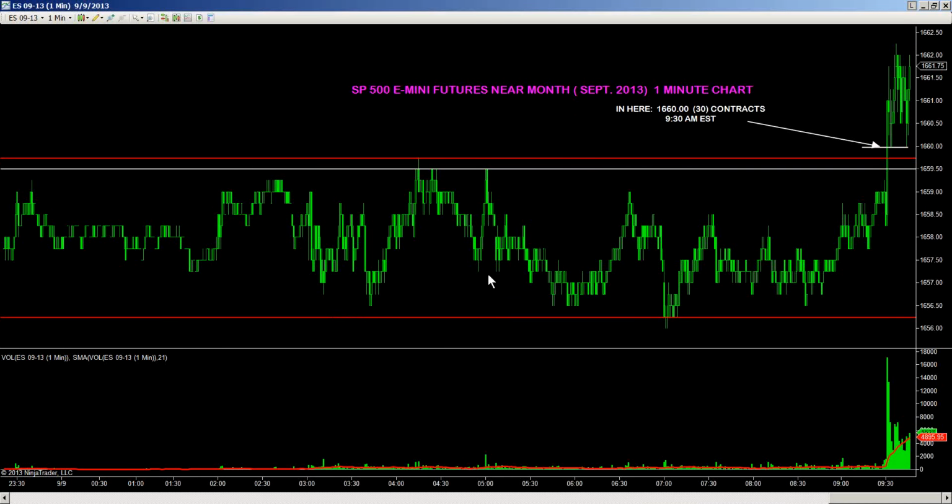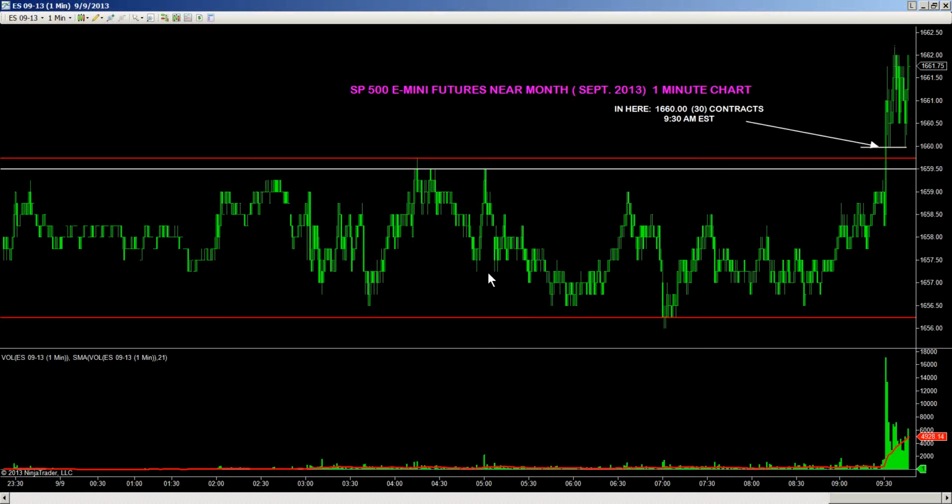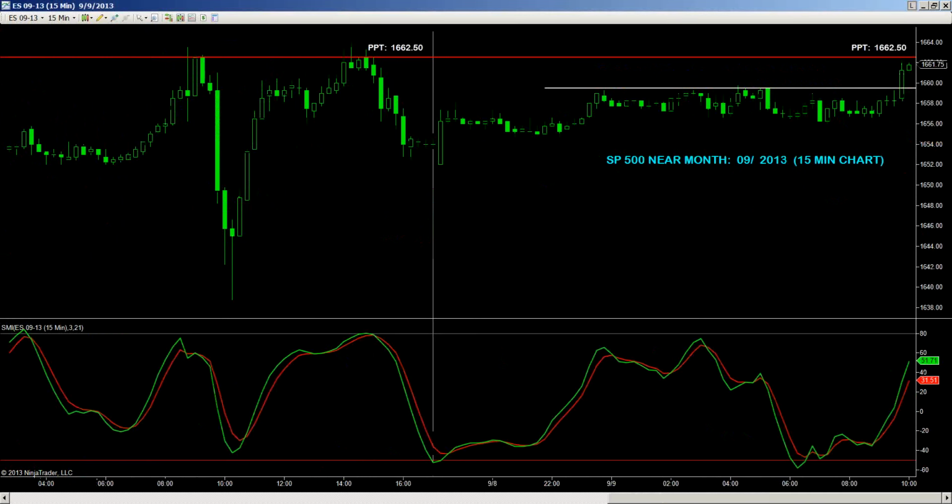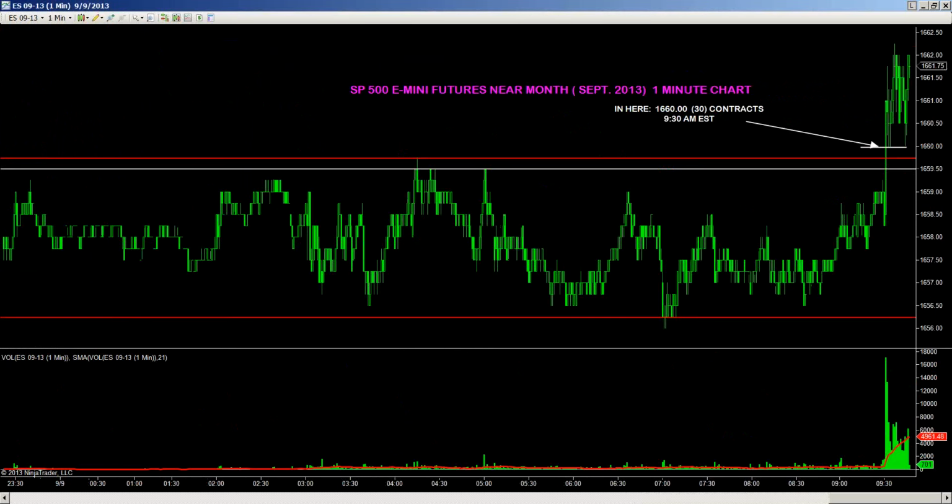1661.75, 1662 to lock in. Here we go, 1662, and that appears to be the area at this time to possibly lock in a profit, 1661.75, 1662. Get a lot of volume that comes in, we could blow right through 1662 and get up to 1662.50 on that rally for that price.